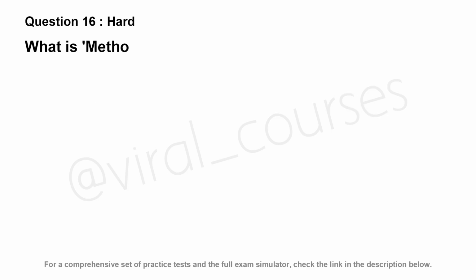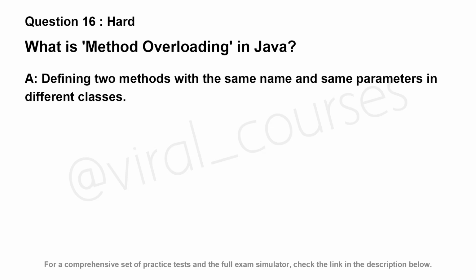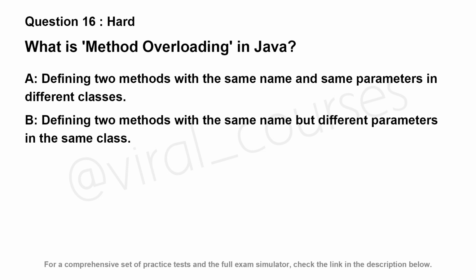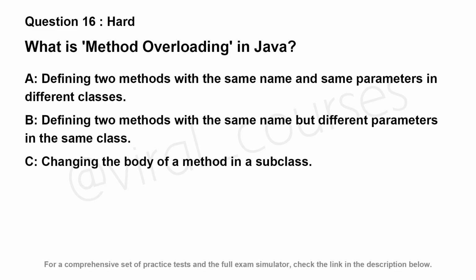What is method overloading in Java? Option A, defining two methods with the same name and same parameters in different classes. Option B, defining two methods with the same name but different parameters in the same class. Option C, changing the body of a method in a subclass. Option D, calling a method from another class.